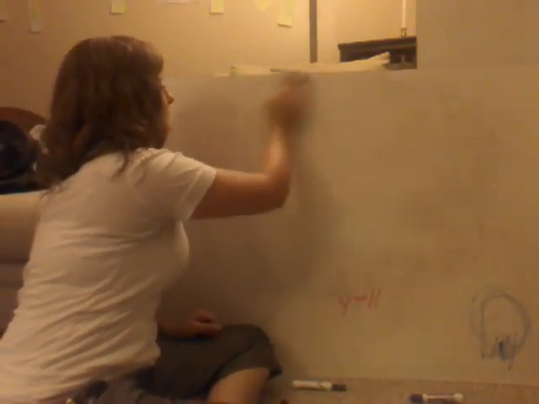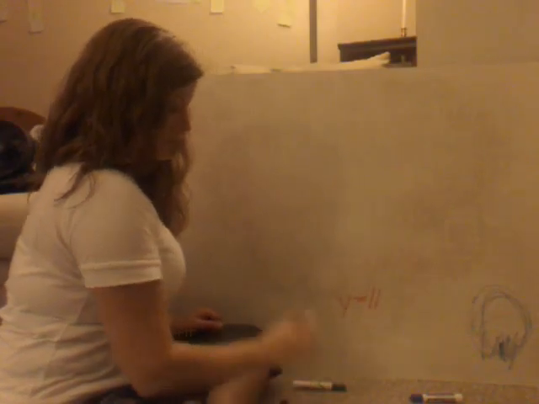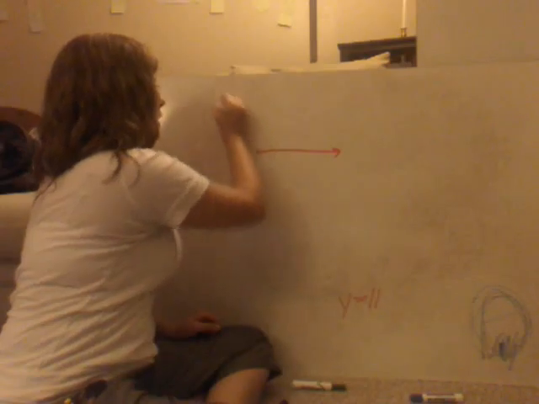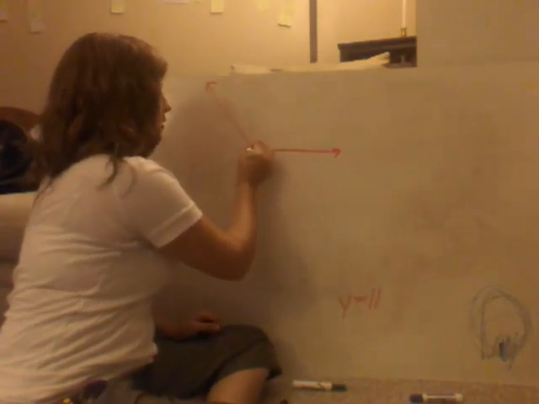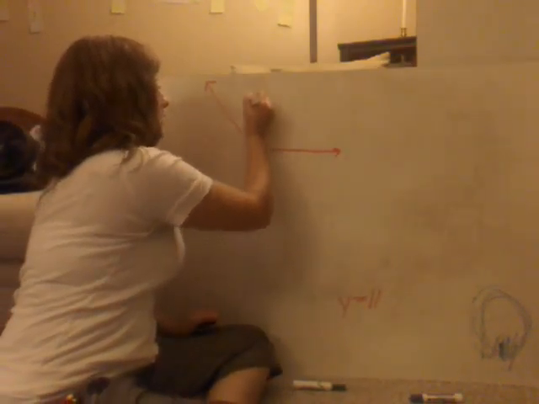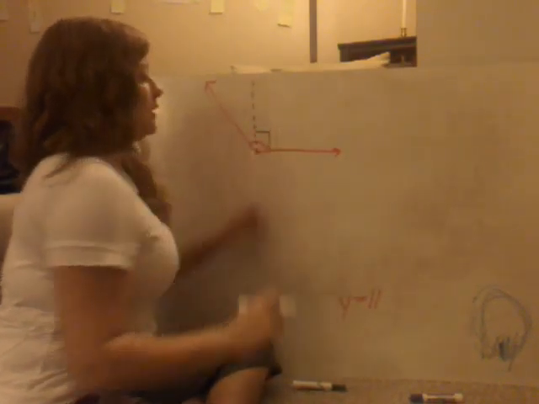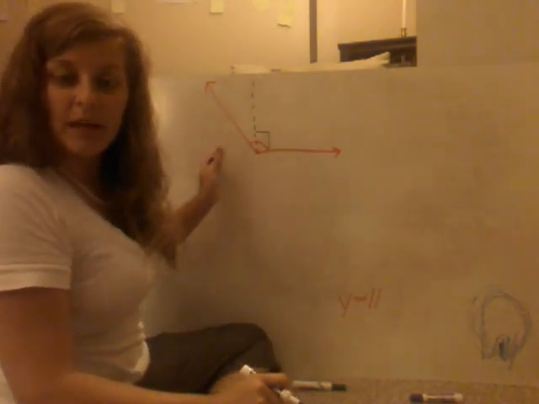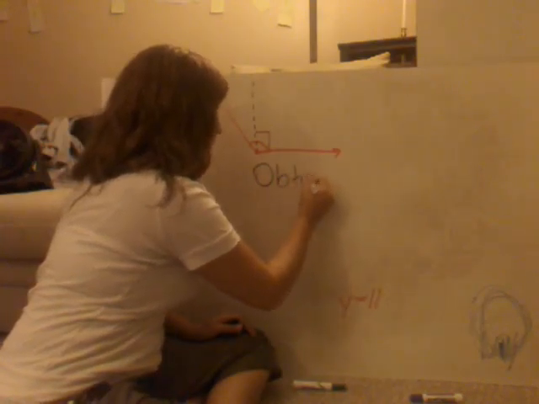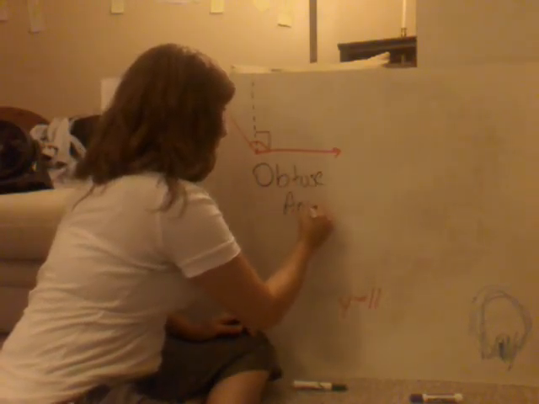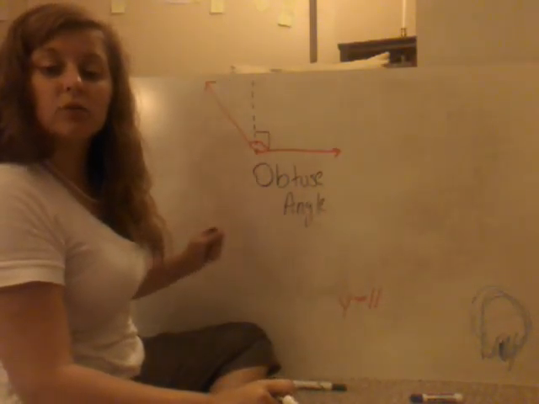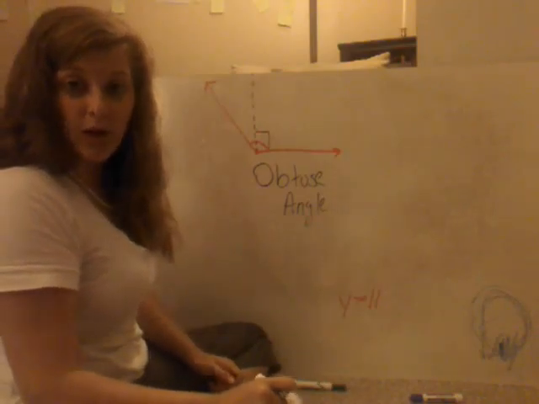Next up, our vertex, our first ray, our second ray. Here's our angle. I put in my imaginary 90-degree line. This is more than 90 degrees, making it an obtuse angle. So more than 90 degrees, an obtuse angle. The last one was less than 90 degrees, making it an acute angle.